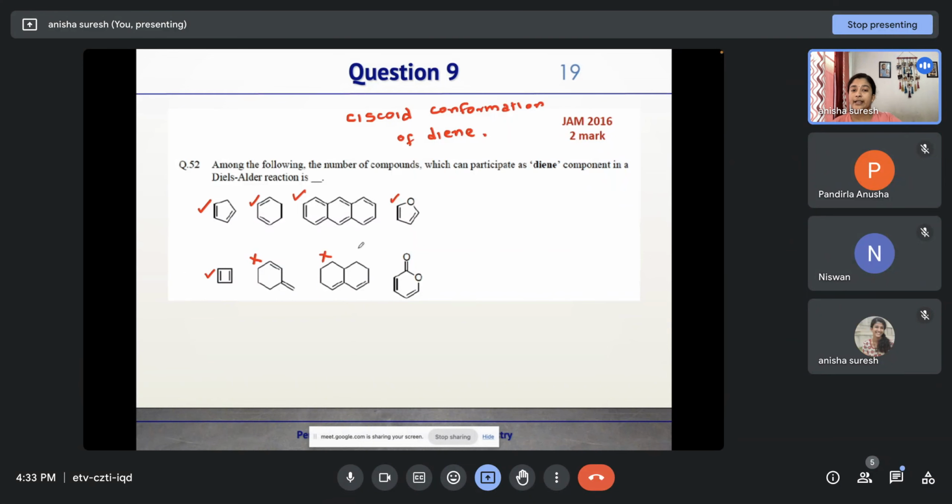And here we can see both the dienes are in cissoid conformation. It will undergo Diels-Alder reaction. So the right answer for this question is 6. Out of these given compounds, 6 compounds can act as a diene for taking part in Diels-Alder reaction. Is it clear?